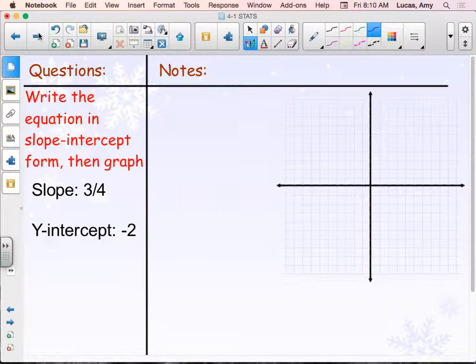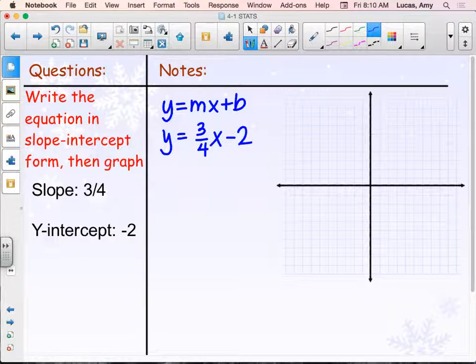Okay, our next problem says write the equation in slope-intercept form, then graph. So first, I need to plug in the slope and the intercept. So my slope is 3/4, so I put that in front of the x. My intercept is -2, that goes after the x.